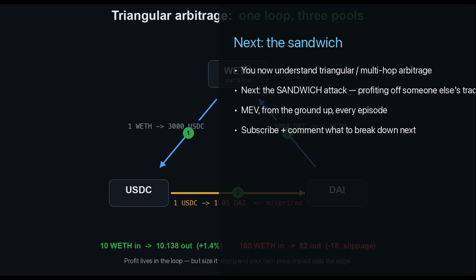Thank you. That's triangular arbitrage, 1 token, a loop through 3 pools, and a profit that lives in the cycle if you size it right. So far, every arb we've done has been risk-free and victimless. Next episode, that changes. The sandwich attack, where a bot profits by squeezing its trades around yours, and you get the worst price.